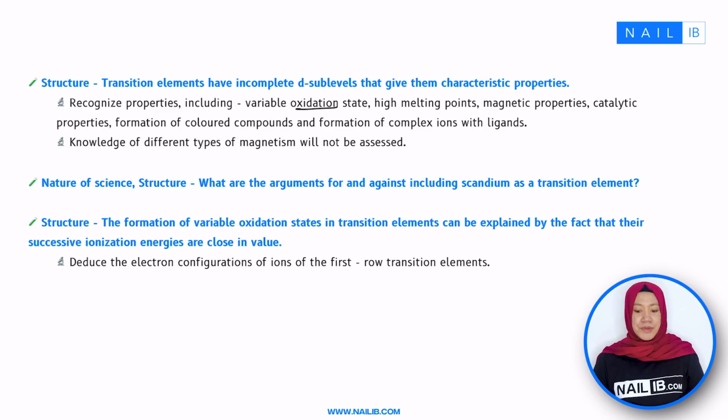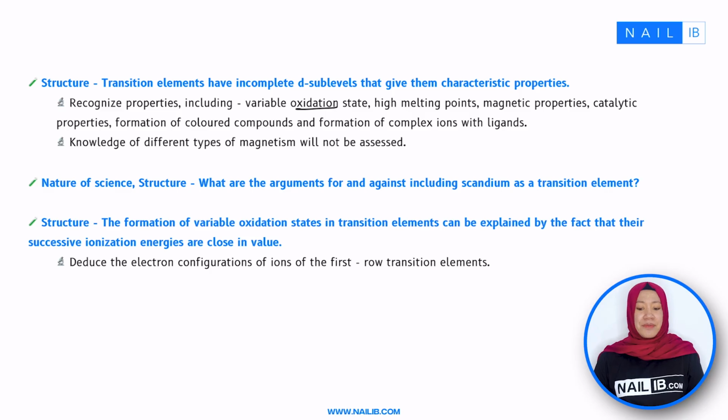And magnetic properties, because it has unpaired electrons, so it will create magnetic properties. And catalytic properties, due to having variable oxidation states, so transition elements will be able to be used as a catalyst. Formation of colored compounds. The orbitals of transition elements have some vacant orbitals, so they will be able to absorb visible light. Therefore, they will be able to form colored compounds.